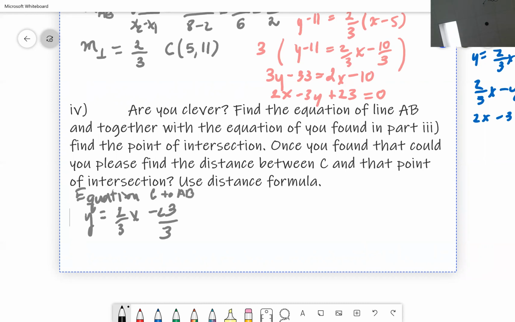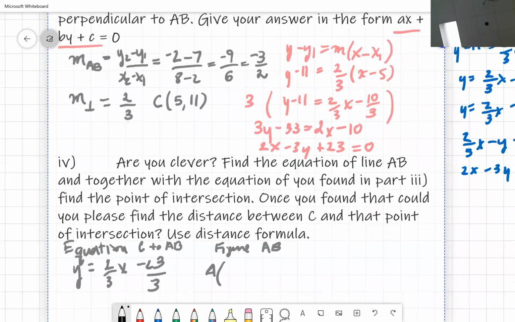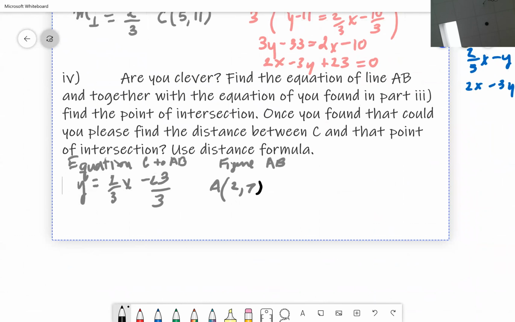So now we need to figure out AB, the equation for AB, and then we set them equal to each other and find that point. And once we found that point, we're going to take the distance from C, 5,11, to that point we found, and we're done with the question. So A, I think the points for A were 2,7, and for B would have been 8,-2.